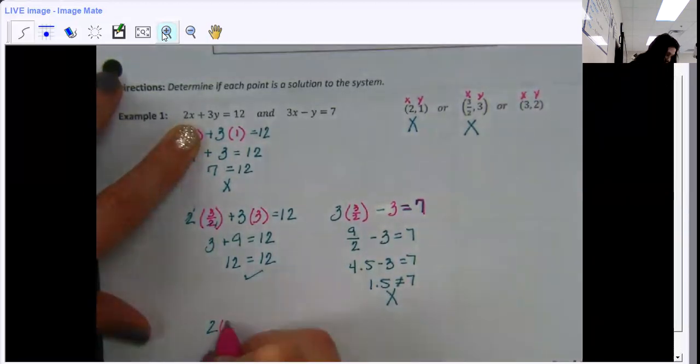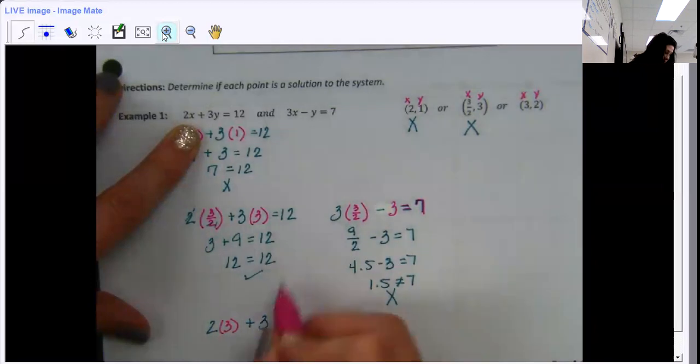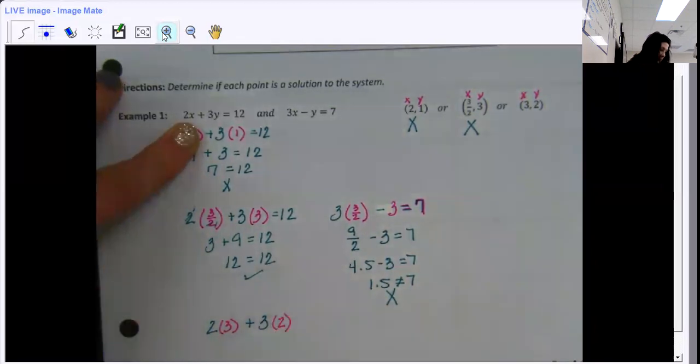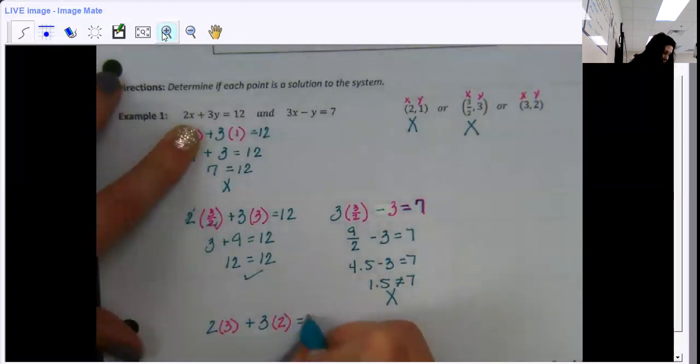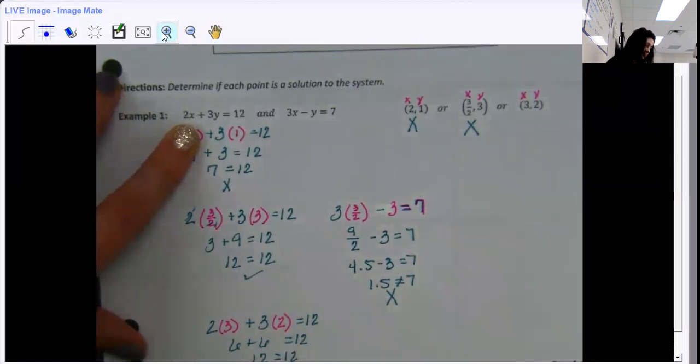So 2 times 3 plus 3 times y, which this time is 2, and we're going to see if that equals 12. You can already tell 6 plus 6 does equal 12. So that is a solution.